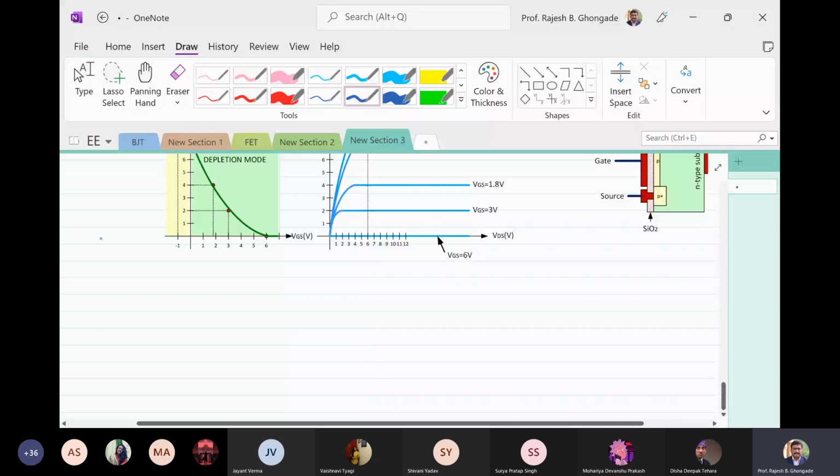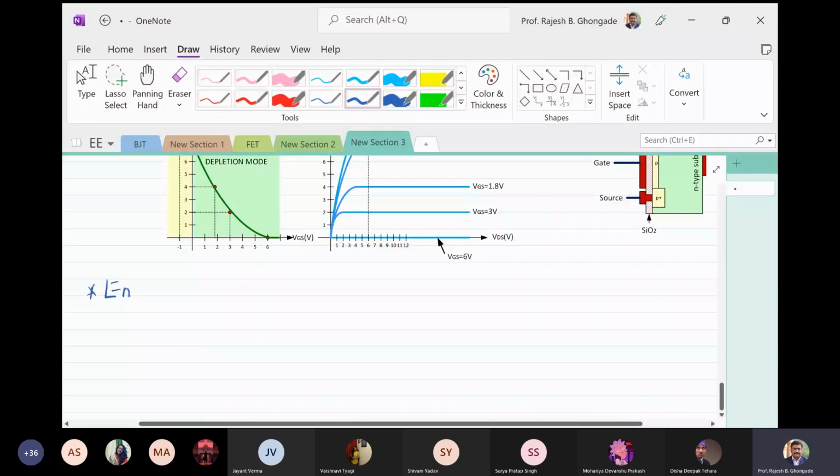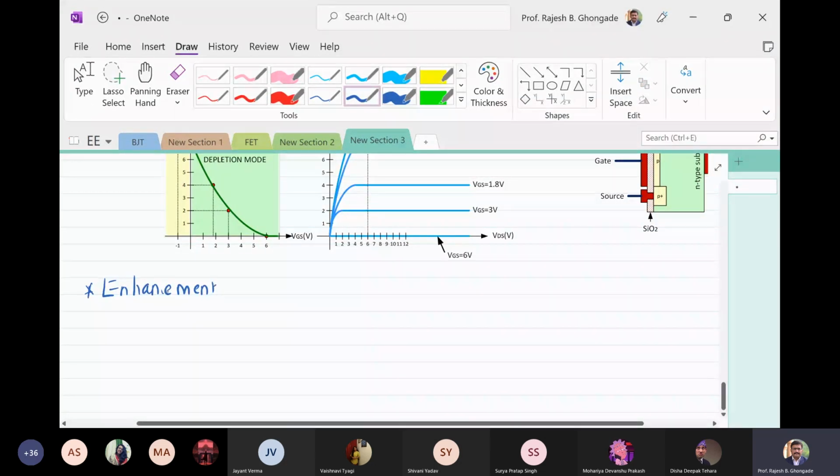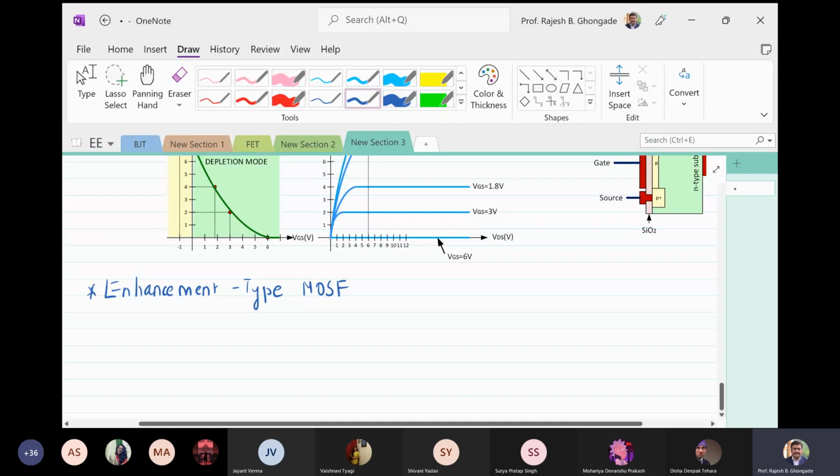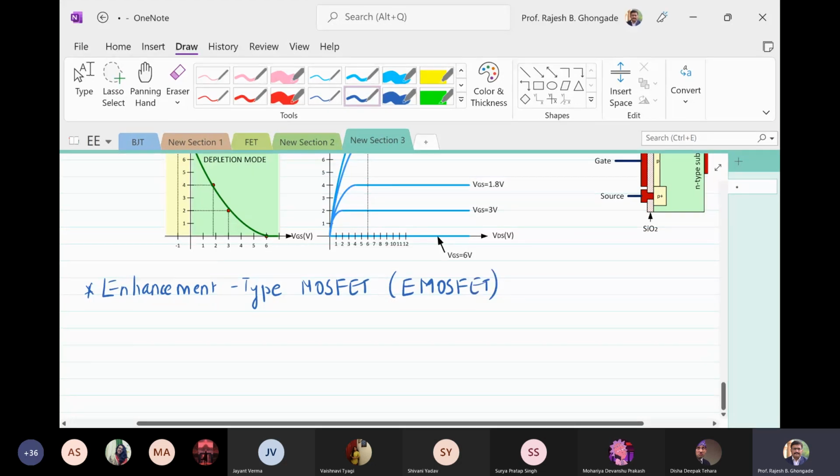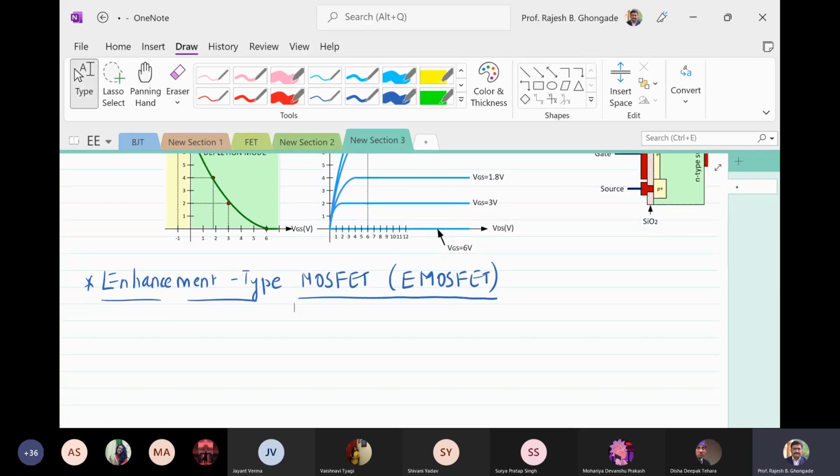So the enhancement type MOSFET, E-MOSFET, it is called. Now the basic construction is different from that of the D-MOSFET. Let me get the figure again.